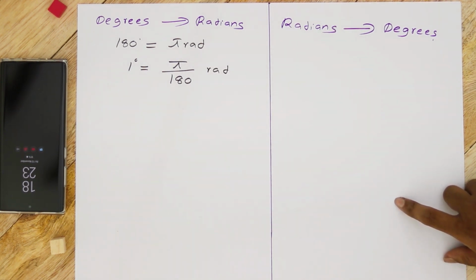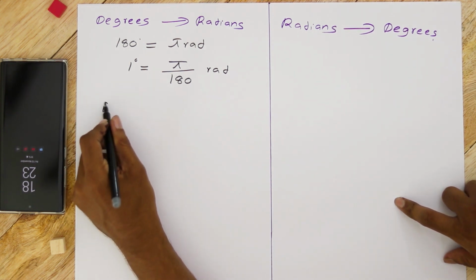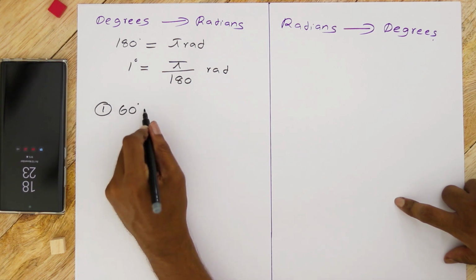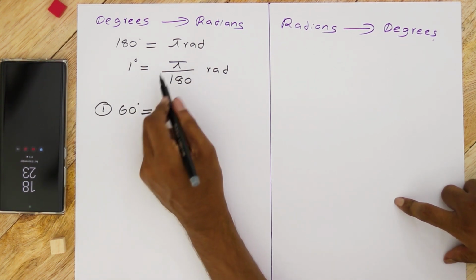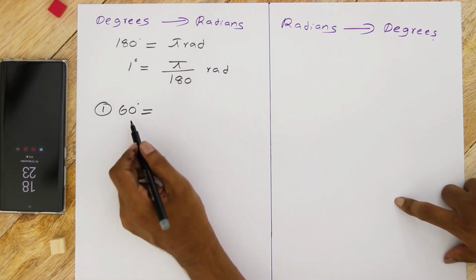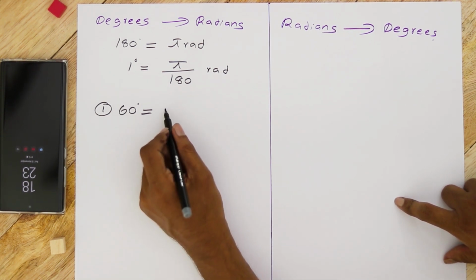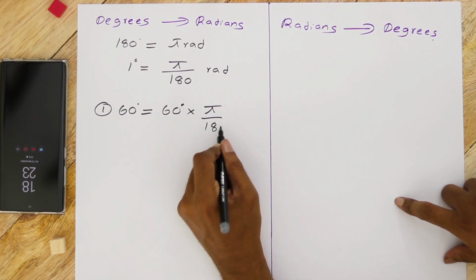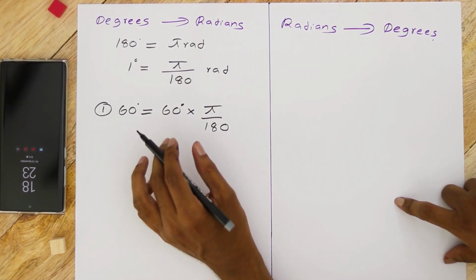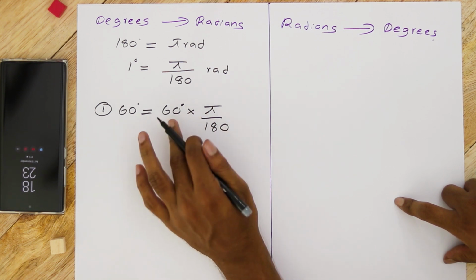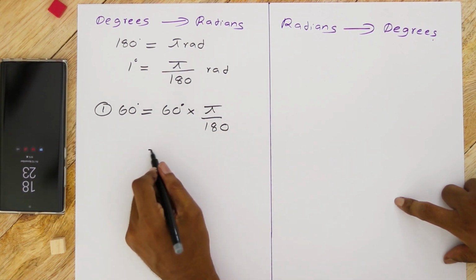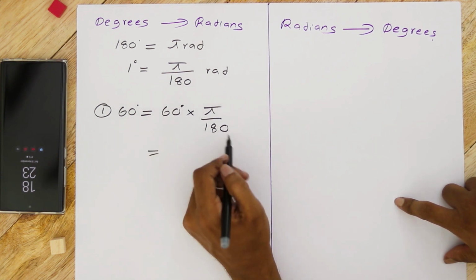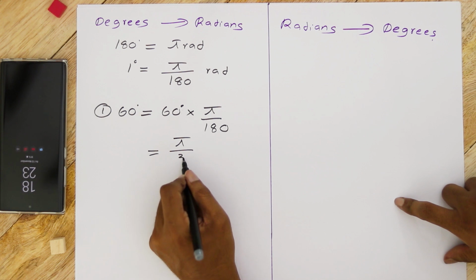So moving on to the first example, how are we supposed to convert 60 degrees to radians. Now 1 degree means pi over 180. So to convert 60 degrees to radians, we multiply 60 degrees by pi over 180, because 1 degree means pi over 180. So 60 multiplied by pi over 180. It will be just up and down when you cancel by 60. So 1, this is 3, so it is pi over 3.